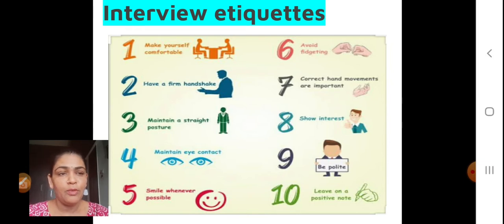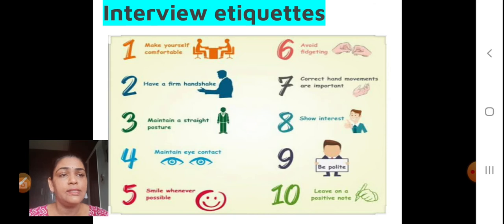After that, we have the sixth point, which is avoid fidgeting. Now we keep on moving our fingers and hands in some directions, and sometimes we tap our feet. We are not aware of it, but we do it unintentionally and unconsciously. But we must be very much aware of these things when we are doing them. So remain conscious of what we are doing with our hands and with our feet.